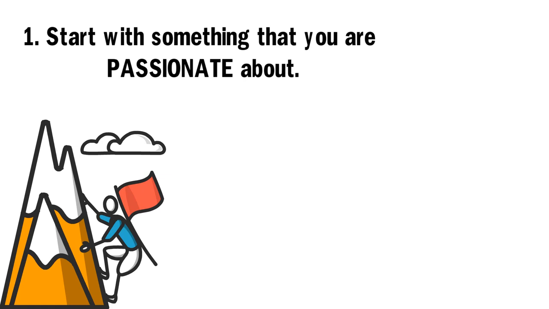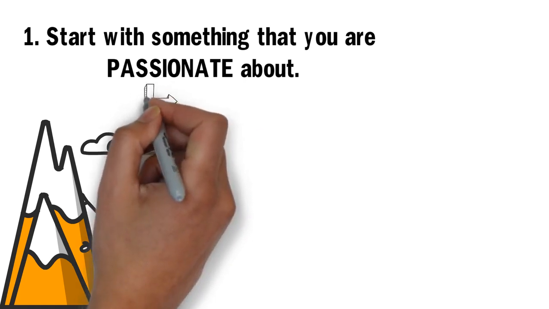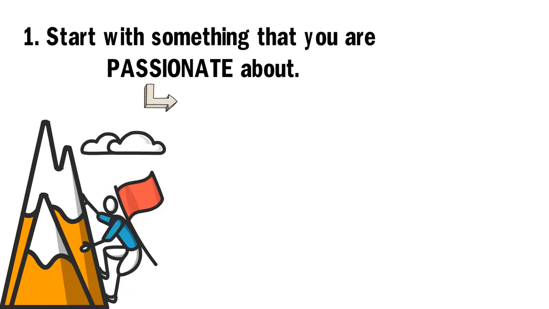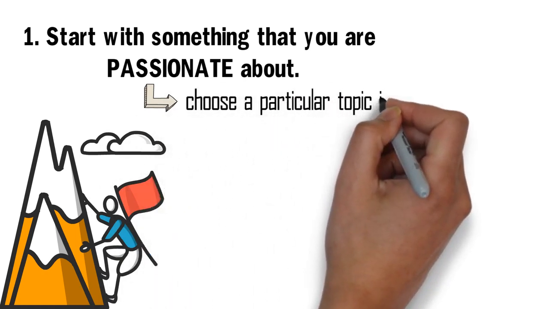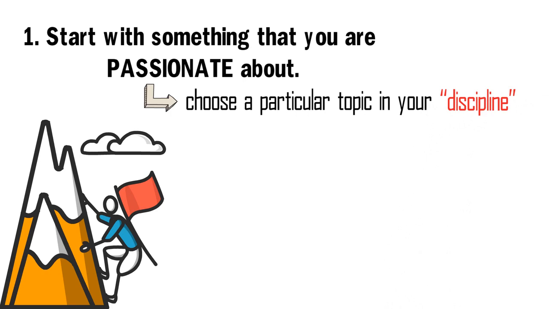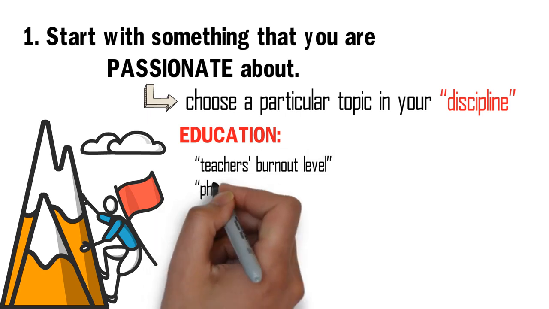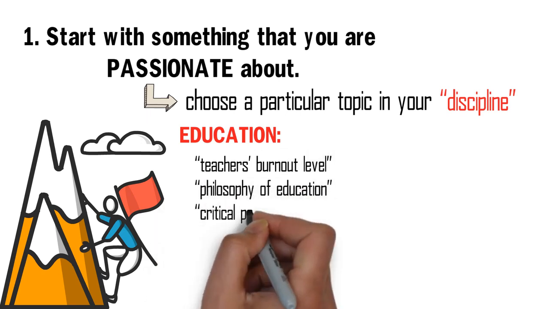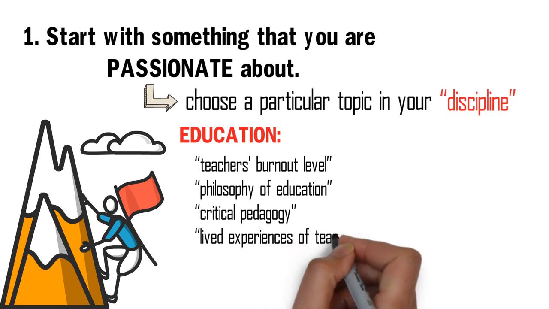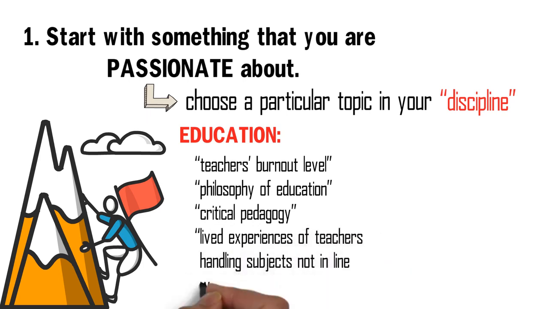Of course, starting with something that we are passionate about in relation to identifying a research gap involves choosing a particular topic in your discipline or area of specialization. For instance, if one's discipline or area of specialization is education, then she might be passionate about doing research on teachers' burnout level, philosophy of education, critical pedagogy, or lived experiences of teachers handling subjects not in line with their field of specialization.